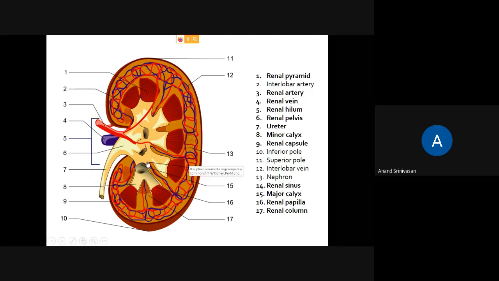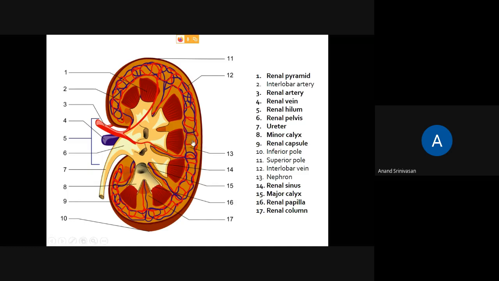Number 14, what is this, the renal sinus? The renal sinus is a space which is located in the kidney where the renal pelvis is found. Suppose if we remove this renal pelvis, there will be a space, right? So that space is called renal sinus.